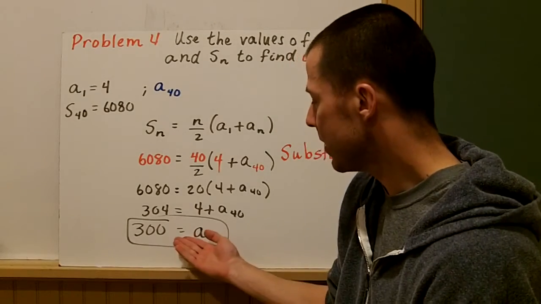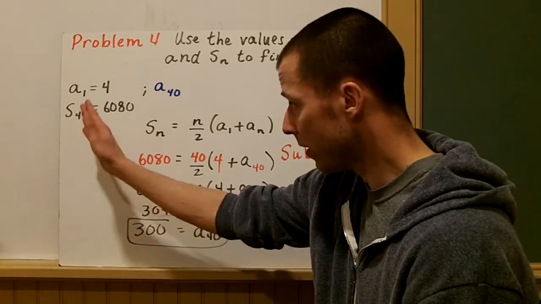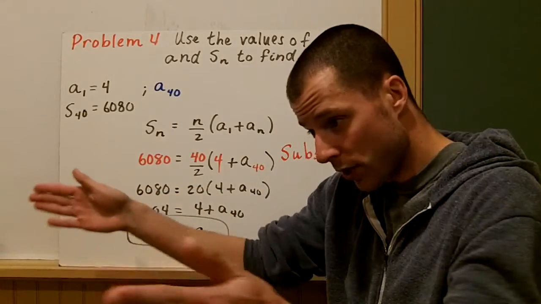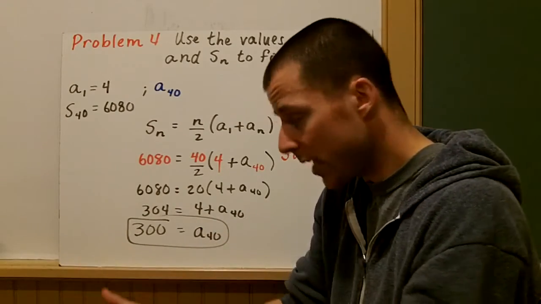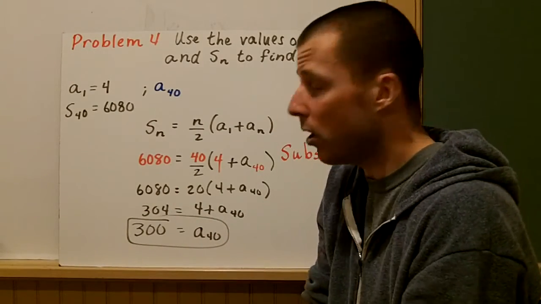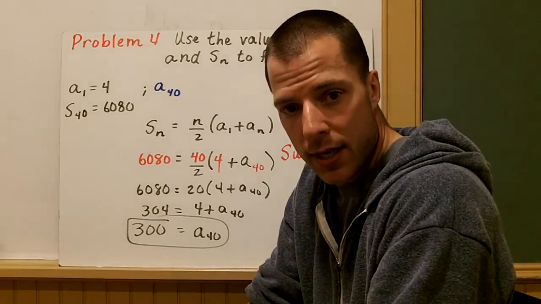So what that tells me is that the last term is 300. So we're going to start at 4. There's going to be 40 terms total. You start at 4 and you're ending at 300. And when you take that total sum of all those terms, all 40 terms, it's actually 6,080.